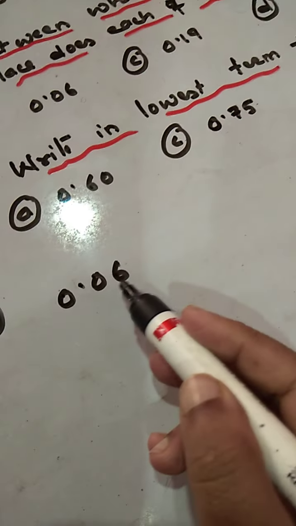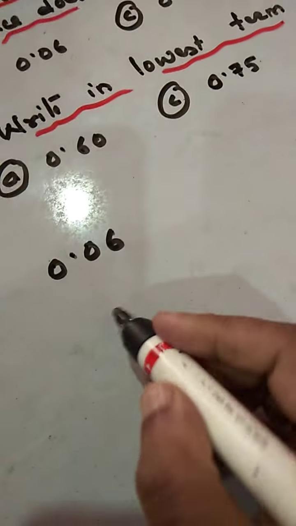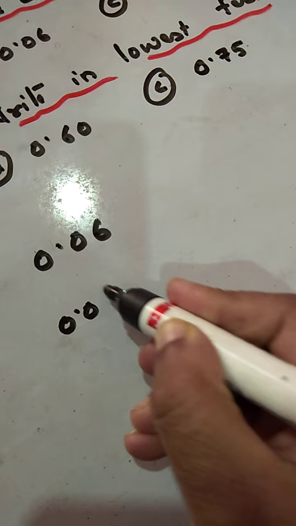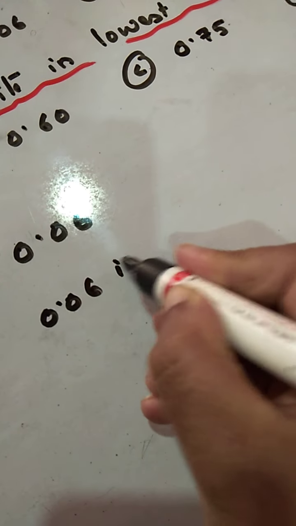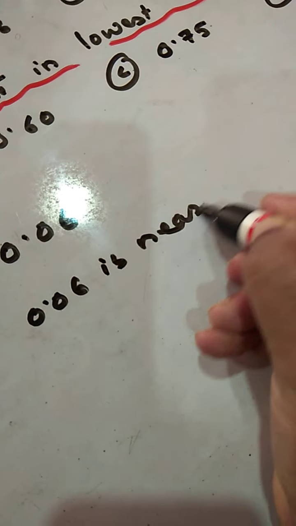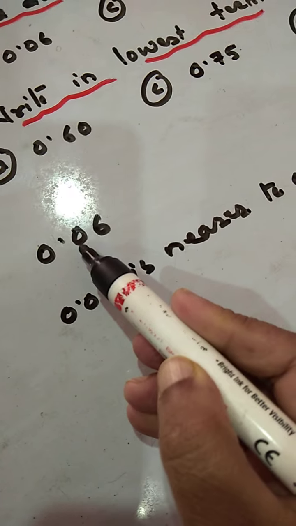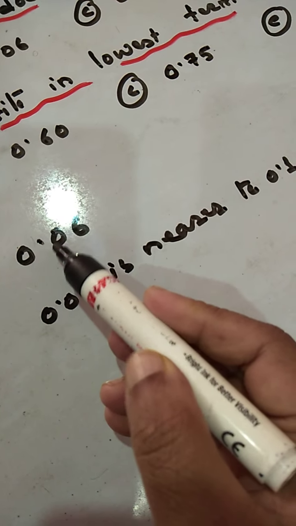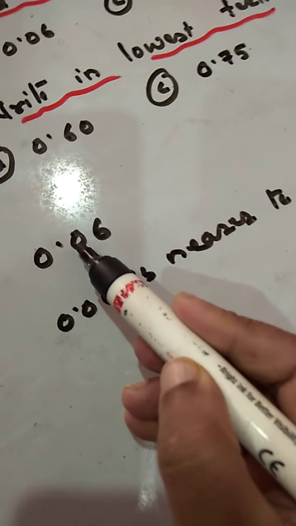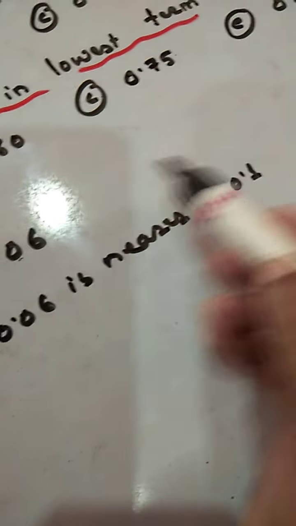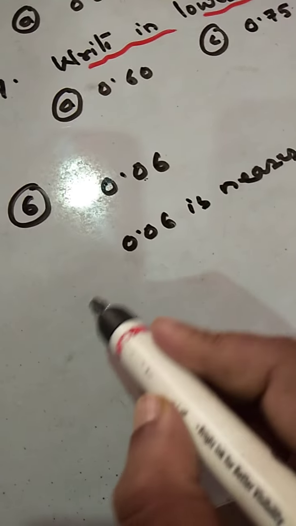So how exactly do you have to answer this one? For this you have to write 0.06 is nearer to 0.1. Okay, so you just have to see the 10th place. So this number lies between 0 and 0.1. So this 0.06 is nearer to which 10th? It's 0.1. So let's see the other examples. I believe that you will understand.